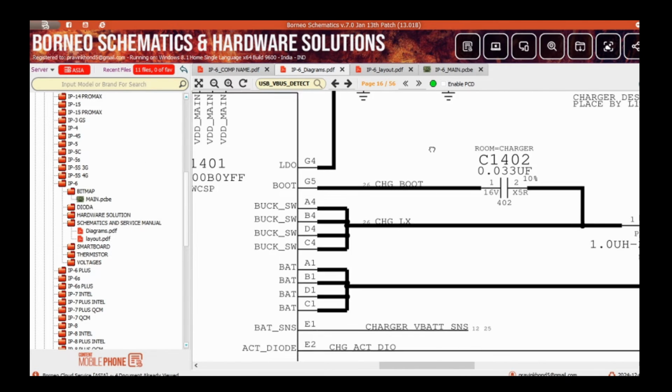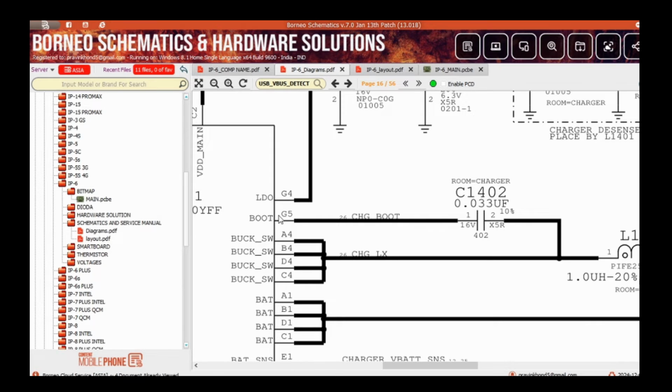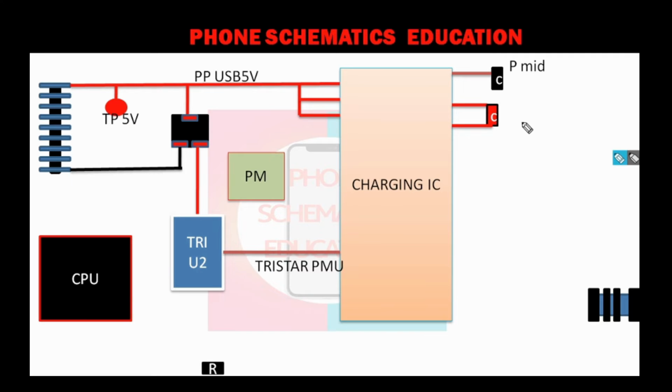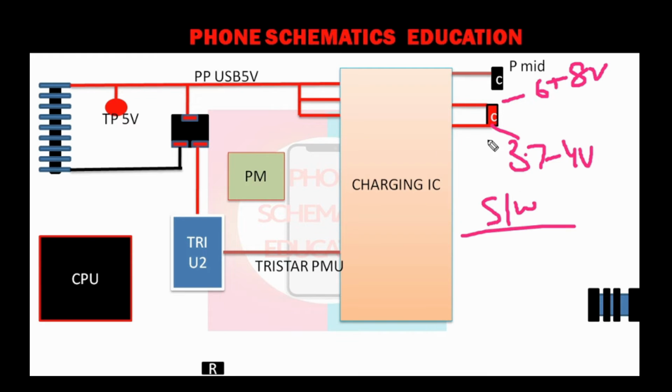Now look at the IC in the schematics. This was the cap. The first pin is connected with G5 and the other side is connected with A4, B4, D4 and C4. This is the boot cap C1402, right? On both sides you get different values. On one side you get 3.7 to 4 volt, right? On the other side you get 6 volt to 8 volt, right? Through this capacitor and a coil, the IC switches and creates high ampere.